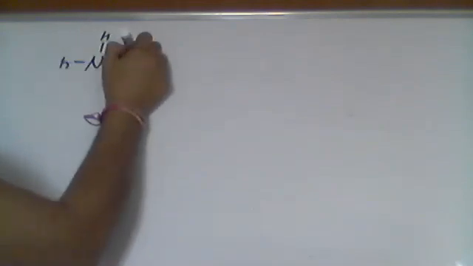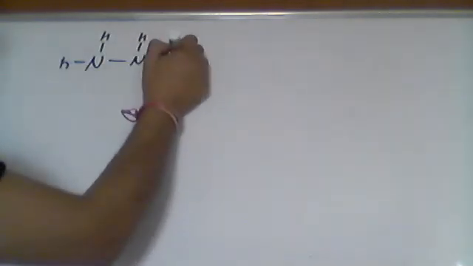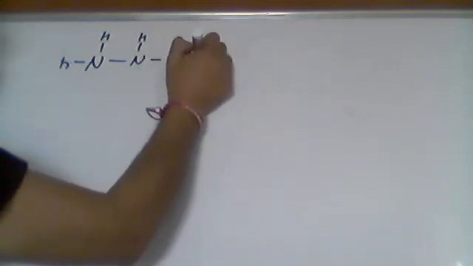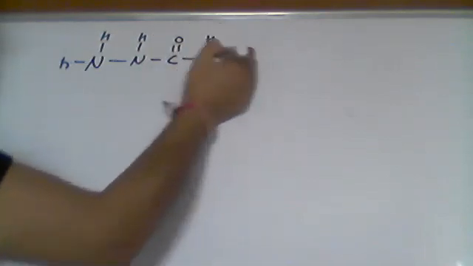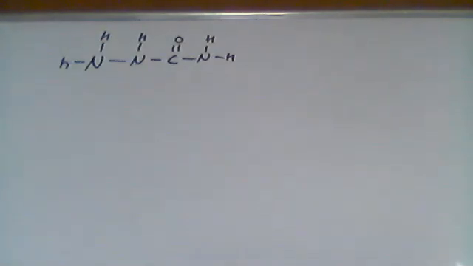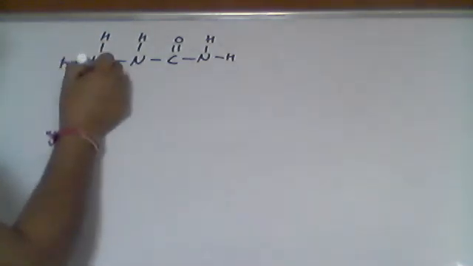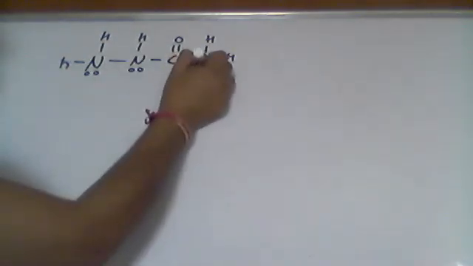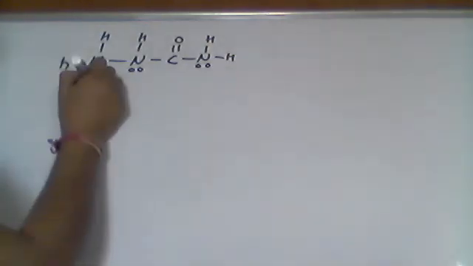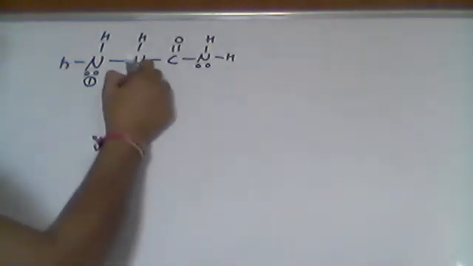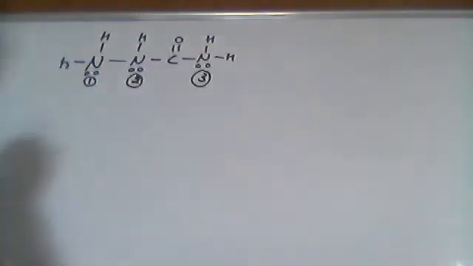Just see here, I told you this is a very, very important thing in semicarbazide. Semicarbazide is basically NH2, then NH, then C double bond O, NH2. This is semicarbazide. I told you they undergo nucleophilic addition reaction, and in semicarbazide we have three nitrogens: this is nitrogen number 1, this is nitrogen number 2, and this is nitrogen number 3.